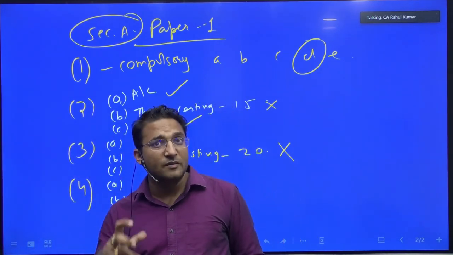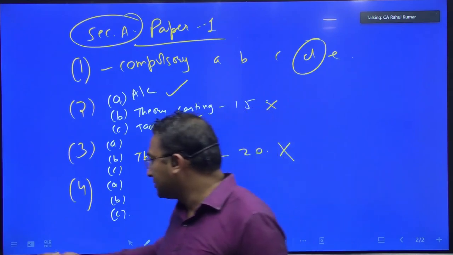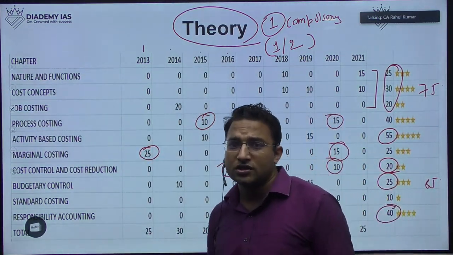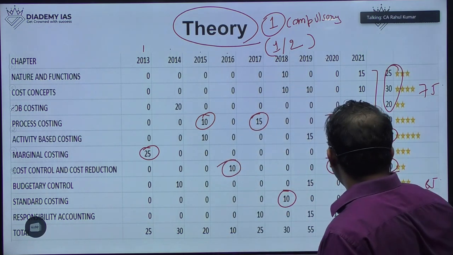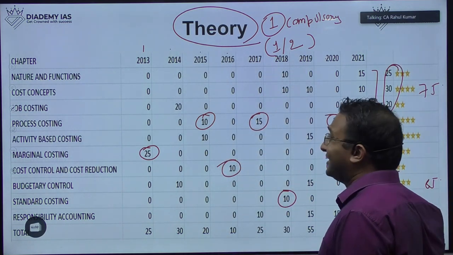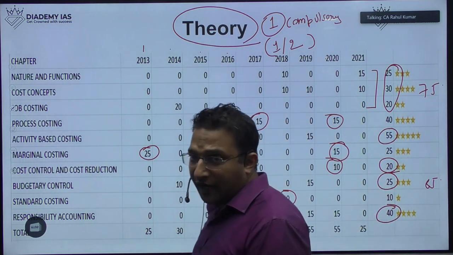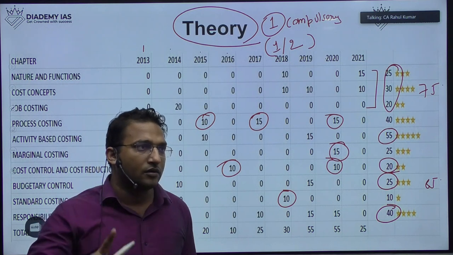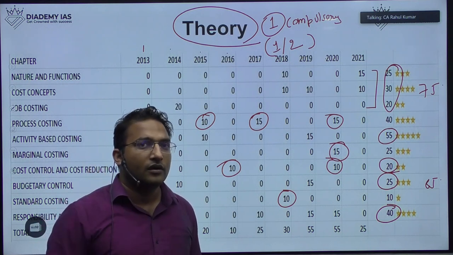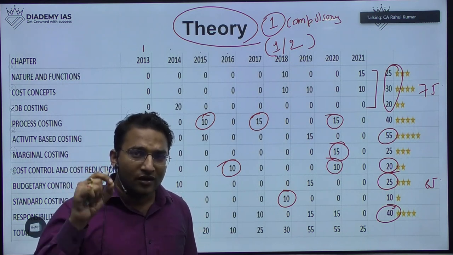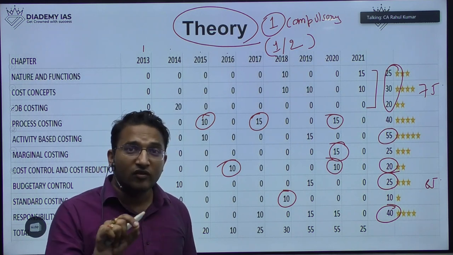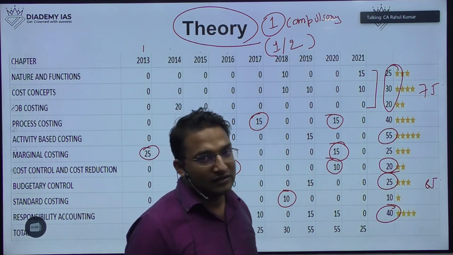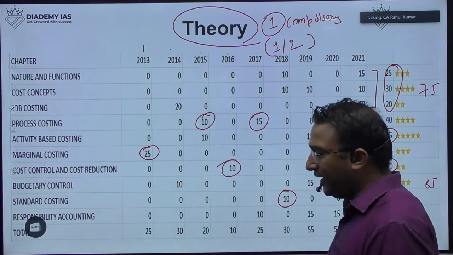The full coverage of the syllabus is very important, and this analysis which I am showing you clearly shows that every chapter has some marks in the last 9 years. So you never know which theory they will ask. You have to remember, practice, make short notes, and write the answers of the theory portion without any carelessness. So costing means theory as well, that is something you should understand.